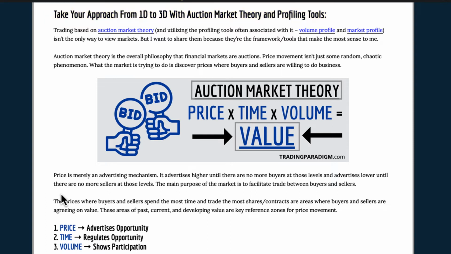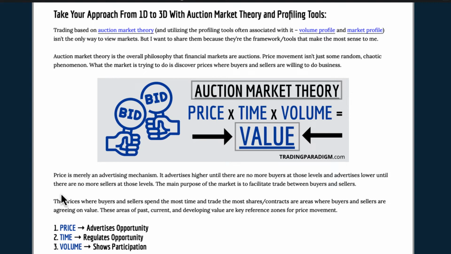Auction market theory is the philosophy that financial markets are auction mechanisms that exist to facilitate trade. Price advertises opportunity, time regulates opportunity, and volume shows strength or weakness of participation. The overall goal of the market is to discover prices where buyers and sellers are willing to do business. Prices where buyers and sellers spend the most time and do the most volume are areas where they're agreeing on value. This characterizes a balanced market. On the other hand, prices where buyers and sellers spend little time and take part in a low amount of transactions are areas of disagreement, and this characterizes imbalance.